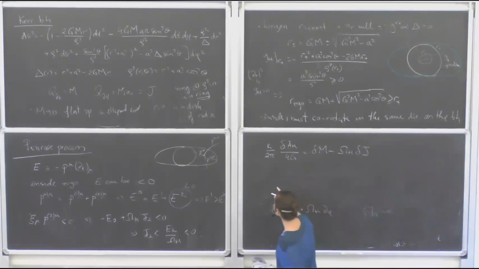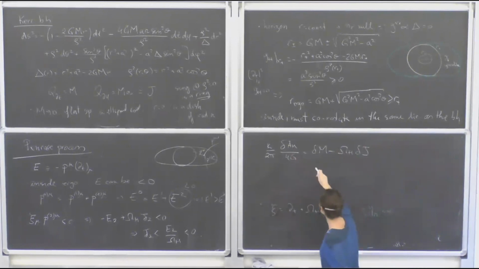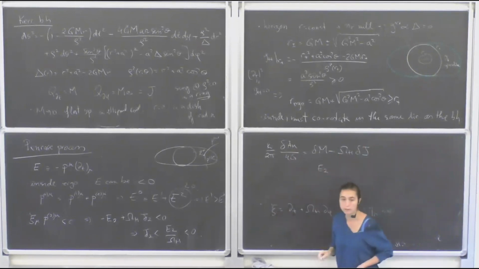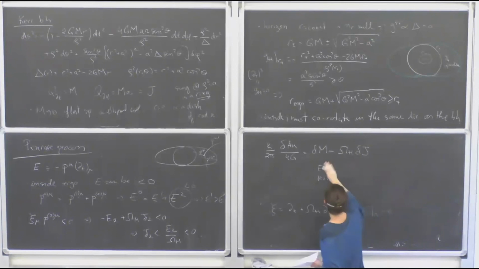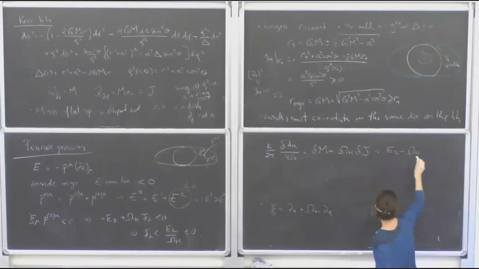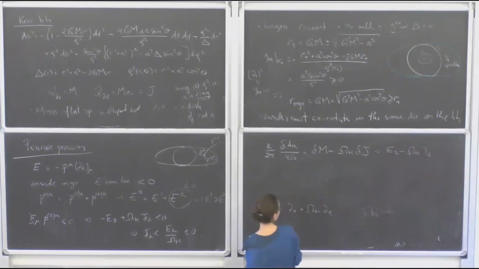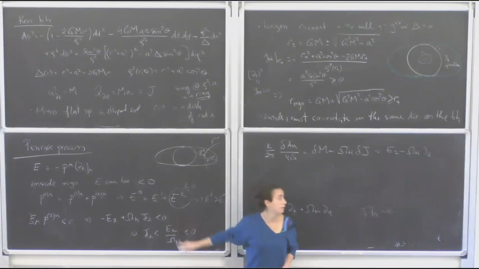And now let's see what happens to the variation of the horizon area in this Penrose process. Okay? So delta M is negative, it's just E2, which is negative, minus omega H delta J. And, okay, sorry. So this thing is E2 minus omega H J2. And then we see from here that this is just the negative of this inequality over here. Therefore, this thing is positive.